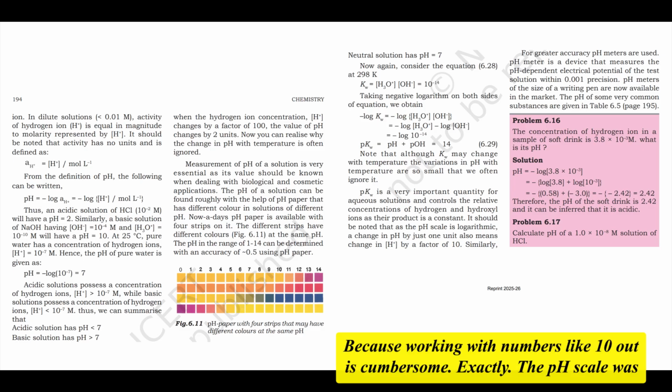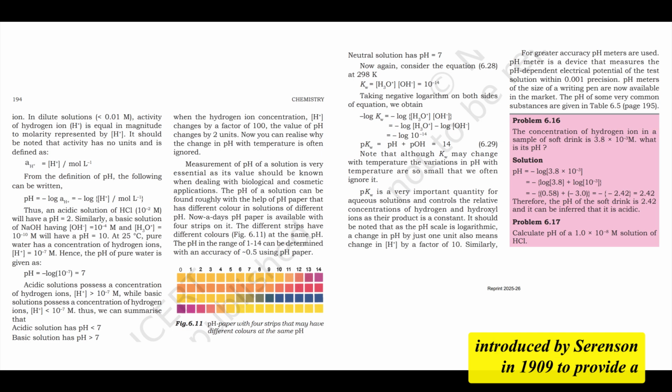Exactly. The pH scale was introduced by Sørensen in 1909 to provide a more convenient way to express the very small concentrations of H+ ions. pH is defined as the negative logarithm, to the base 10, of the hydrogen ion concentration, or more accurately activity, but concentration is usually used for dilute solutions. pH equals −log[H+], using this definition. For a neutral solution at 298 K, where [H+] equals 1.0 × 10^-7 M, pH equals −log 10^-7, which is 7.